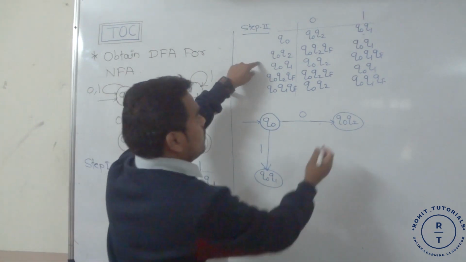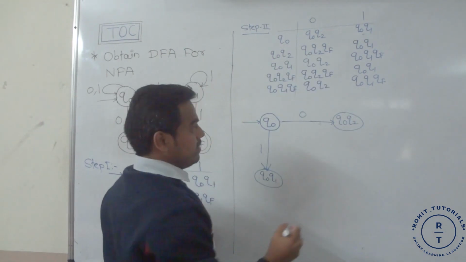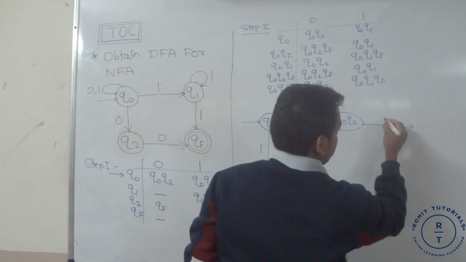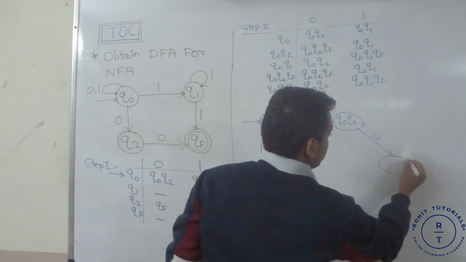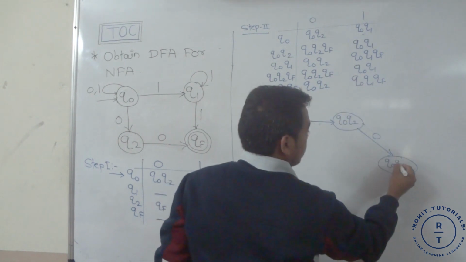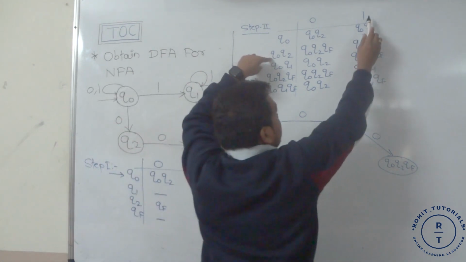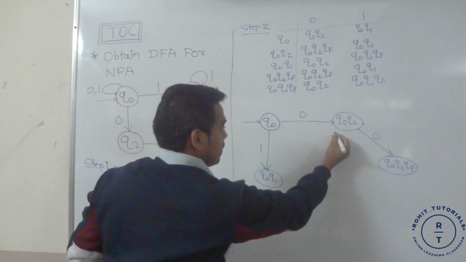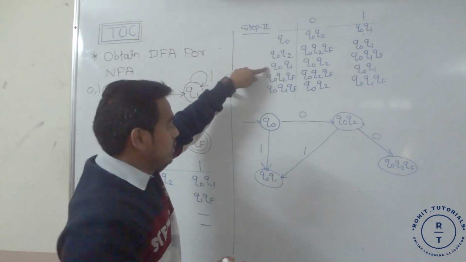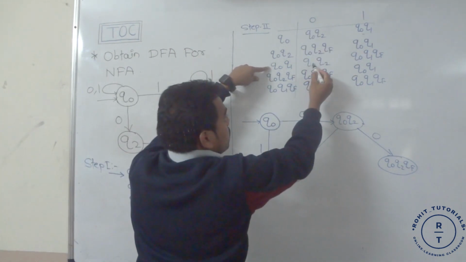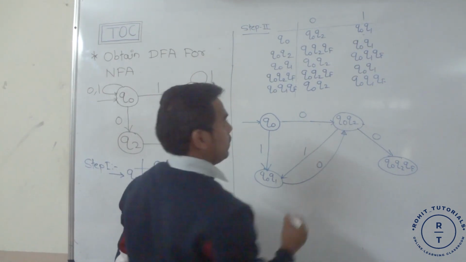Next, at the Q0, Q2 state, when 0 occurs, it goes to Q0, Q2, Qf. Now at the Q0, Q2 state, when 1 occurs, it goes to Q0, Q1. At the Q0, Q1 state, when 0 occurs, it goes to Q0, Q2.